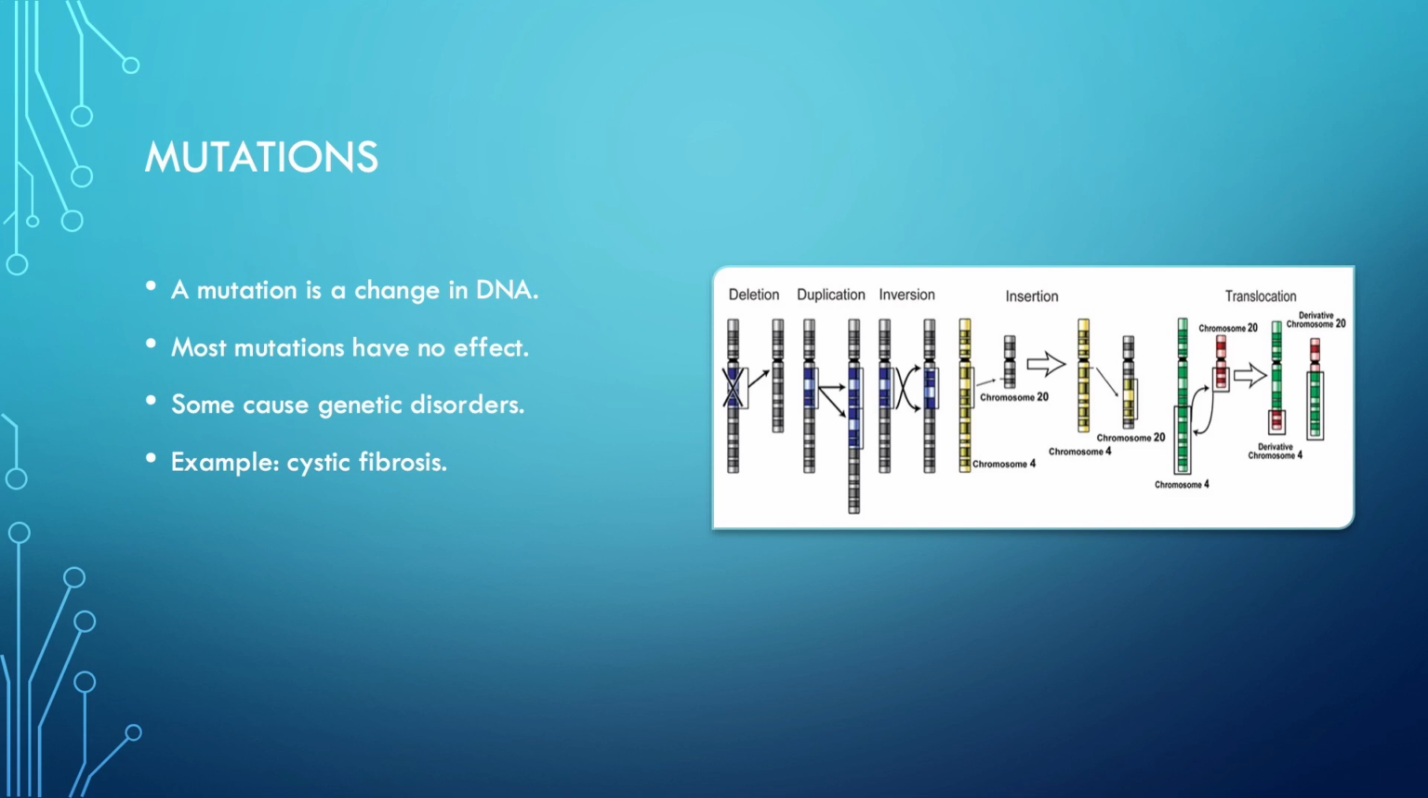Sometimes the base sequence in DNA can change. This is called a mutation. Most mutations have no effect, but some can change the structure of a protein. This can lead to genetic disorders, such as cystic fibrosis, or in rare cases provide an advantage that helps an organism survive.